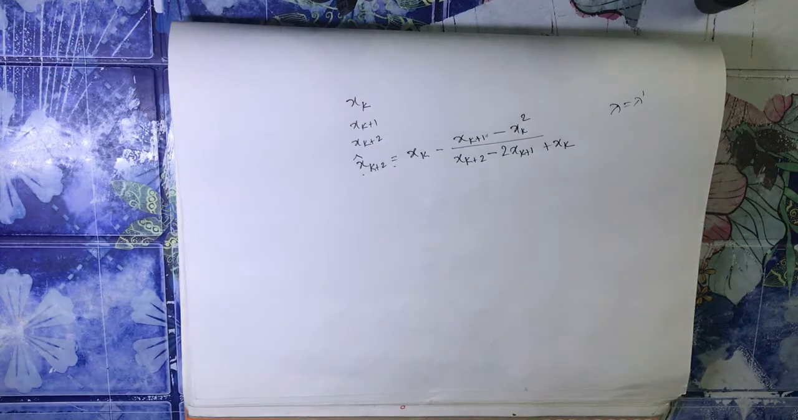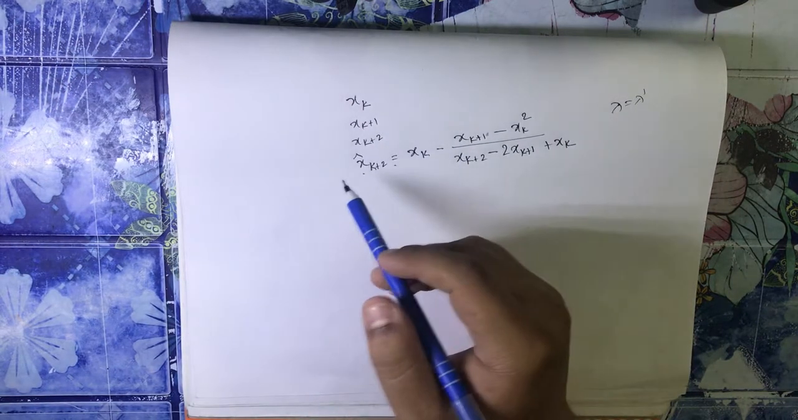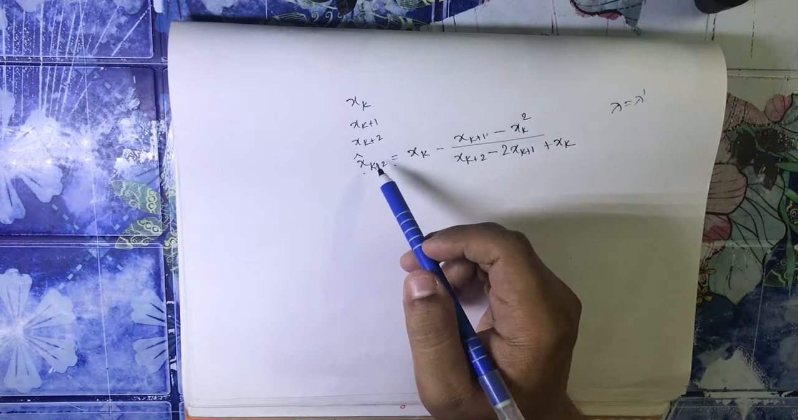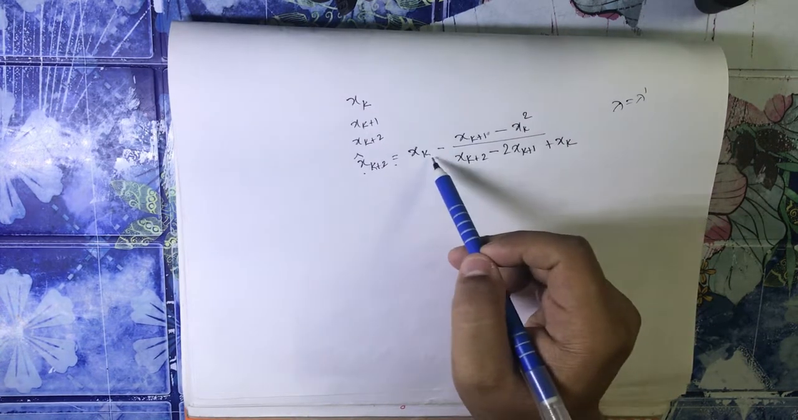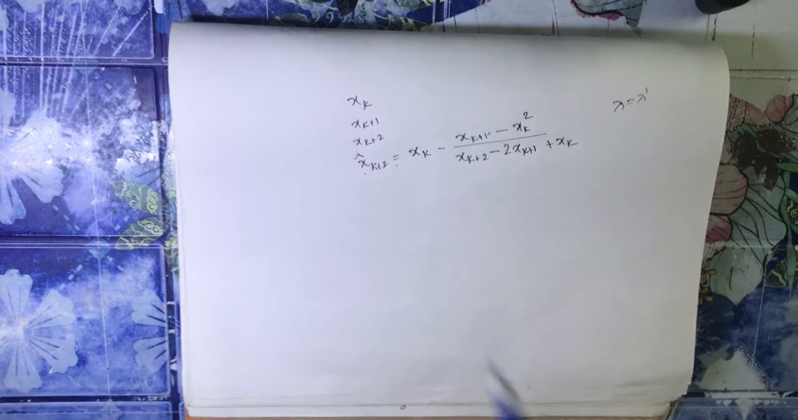So we basically need this to accelerate the fixed point iteration process. It is not the same as xk plus 2. We calculate it using this formula.